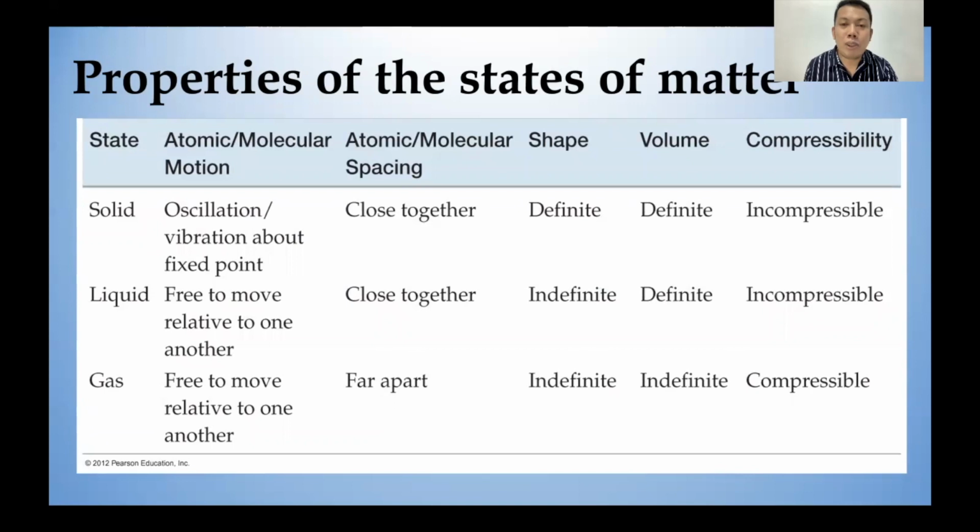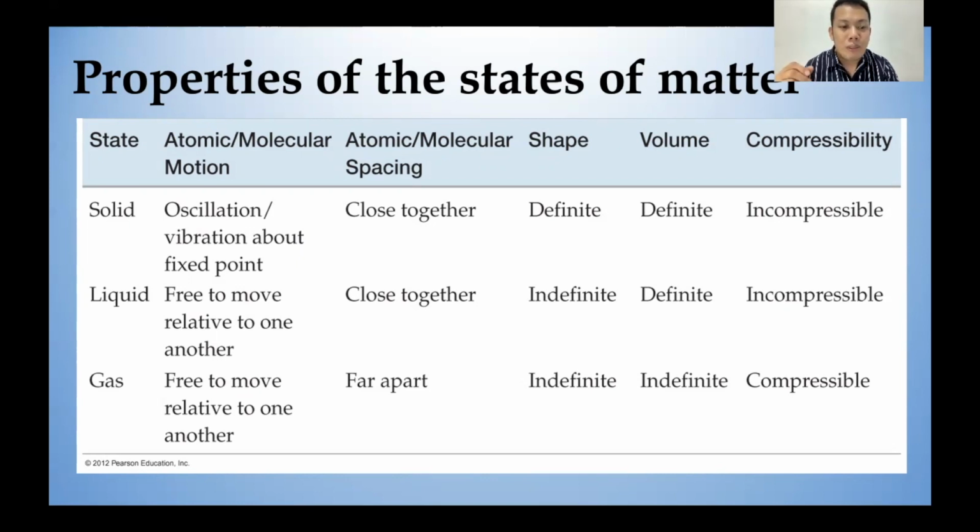Liquid: free to move relative to one another. That's why they are flowing. They are still close together. The shape is indefinite, because that depends on the shape of the container, and the volume is definite, because you cannot change the volume of a liquid. If you took 250 ml, no matter what you do, you put it in a different container, it is the same. So they have an exact volume, but still they are incompressible. You cannot compress 10 gallons of water in just one cup.